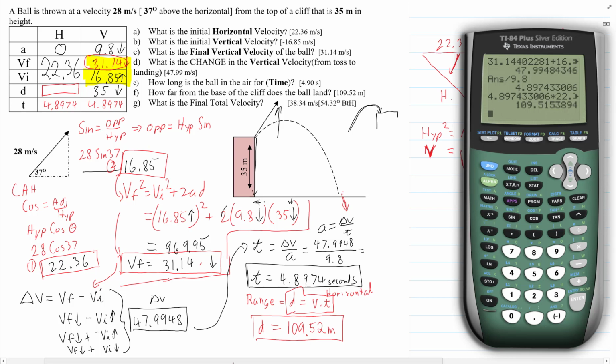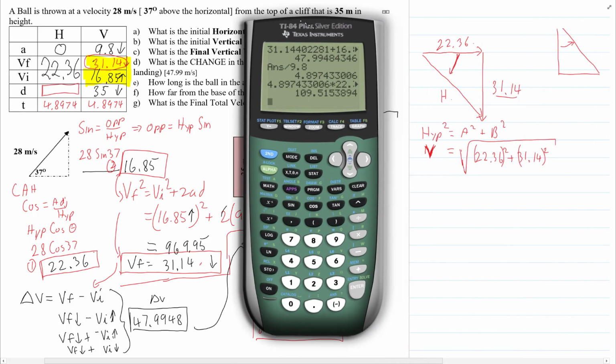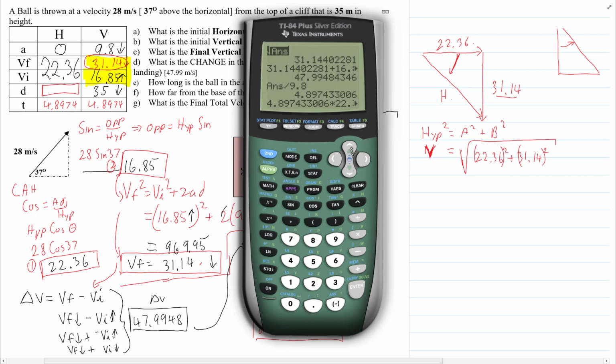Okay, so it's going to be the square root of the 31, which is ways back that we calculated, that one right there, squared, plus the 22. That's going to be one of the first things we calculated. Here it is. That number squared. So we get the vector final velocity is 38.34 meters per second.